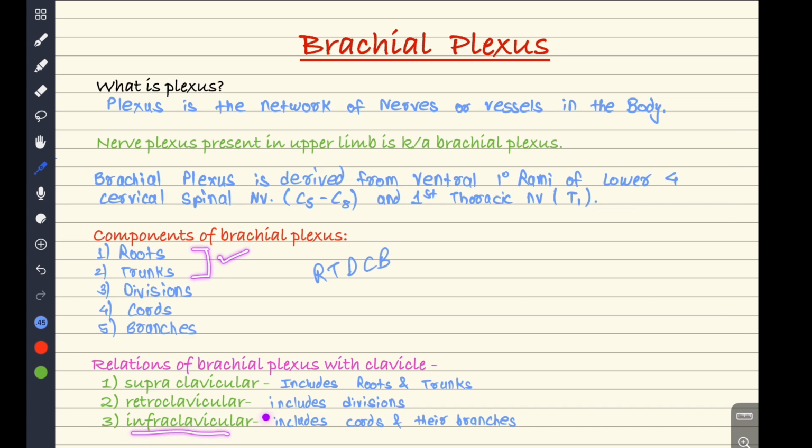Infraclavicular means the part which is below the clavicle. It includes the cords and branches, last 2 components. And retroclavicular means part which is behind the clavicle. It includes the 3rd component, that is division.